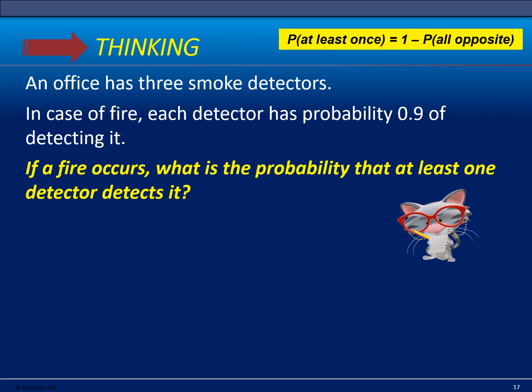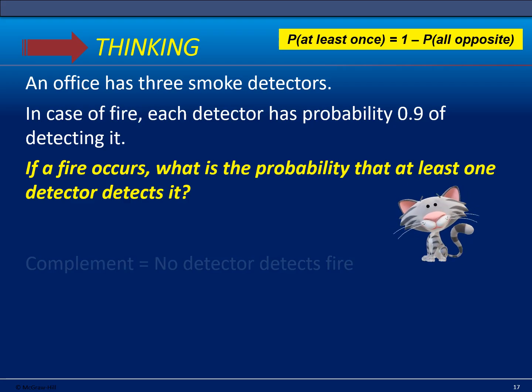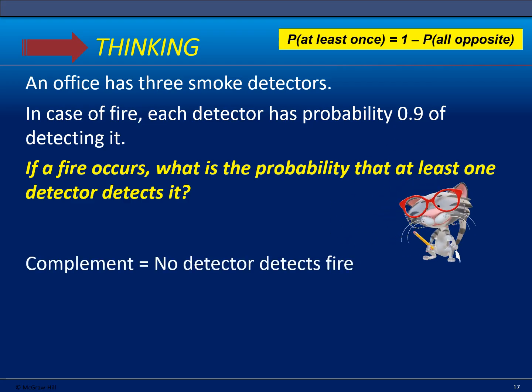An office has 3 smoke detectors. In case of fire, each detector has a probability of 0.9 of detecting it. What is the probability that at least one detector detects it? Again, probably beating a dead horse here, but if the probability of detecting it is 0.9, the probability of not detecting it is 0.1, and we have, in the same case, 3 smoke detectors, so it's very similar to the 3 inspectors. So we're going to go through this.